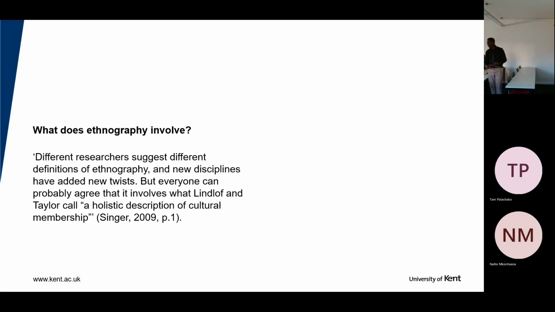So different researchers have suggested different definitions of ethnography. Attention please. But everyone can probably agree with Singer, which is the reason I've asked that we pay careful attention to Singer's work on ethnography. He said it is a holistic description of cultural membership. A holistic description of what? Sorry, a holistic description of cultural membership. That's his definition of ethnography.